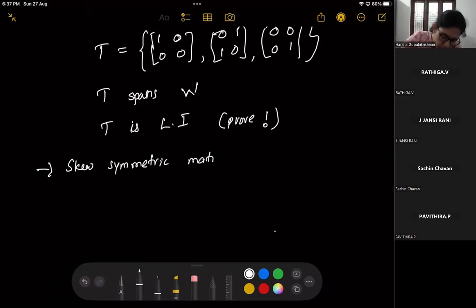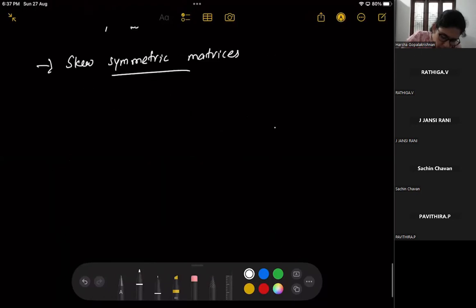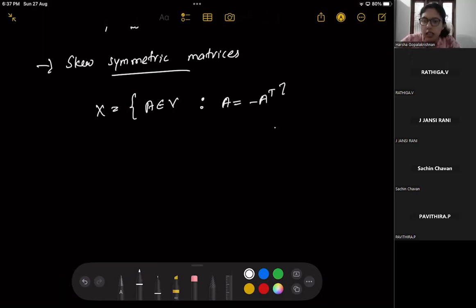Now suppose X equals the set of all A in the space, taking all skew symmetric matrices. So what is the condition to be skew symmetric? Symmetric is A equal to A transpose. Skew symmetric means A equal to minus A transpose. So this is the condition for skew symmetricity.